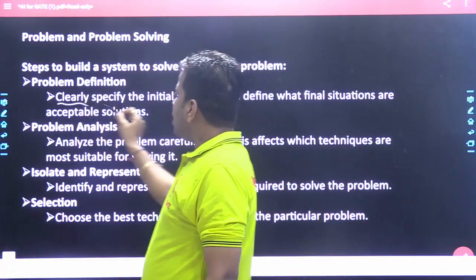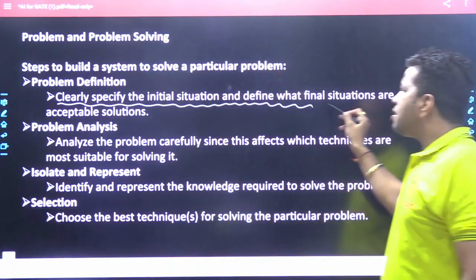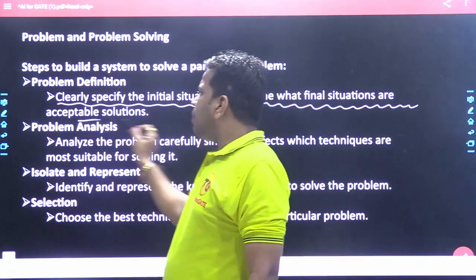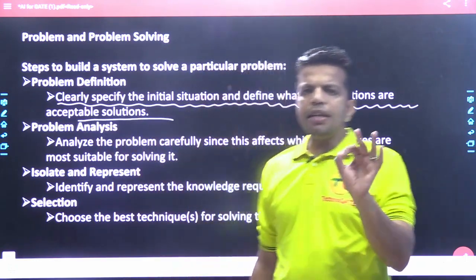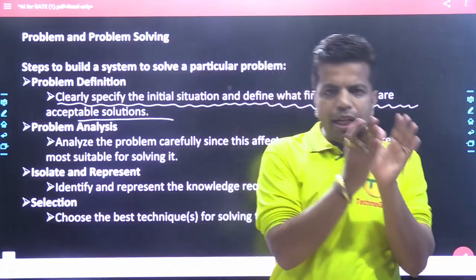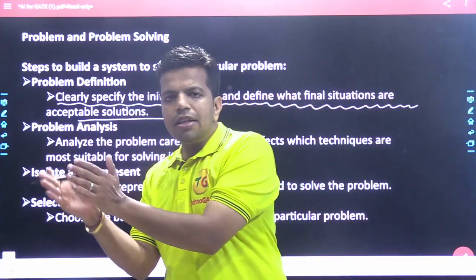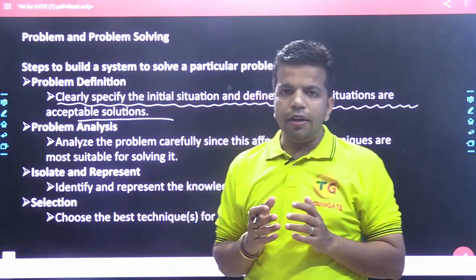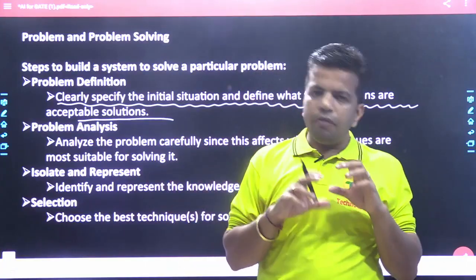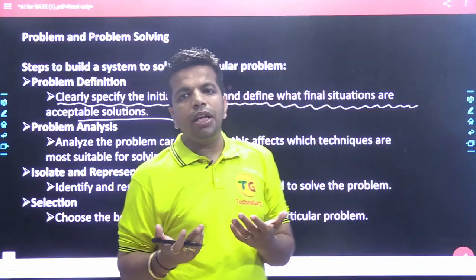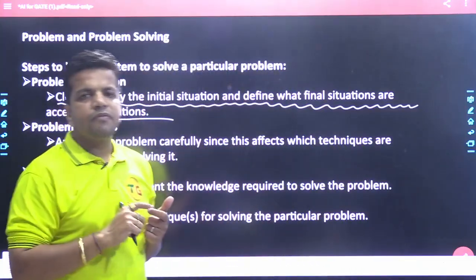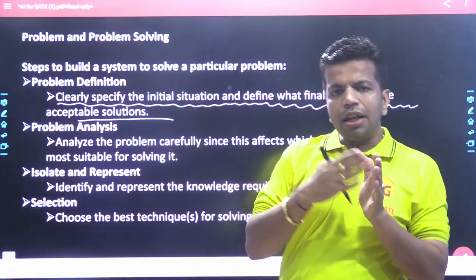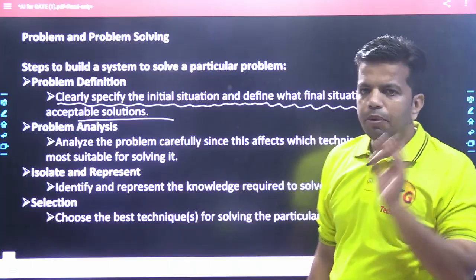Specify the initial situation and define what final situations are acceptable solutions. This means you need to specify what the initial situation would be, what the final situation would be, and what exactly the final outcome is that you want. That would be the problem statement. We want to solve that problem statement. So what would be the current situation? What would be the final situation? We need to give each and every clear specification about the problem definition.